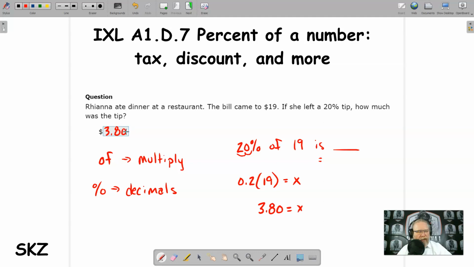Now, another way we could have done this is that 10% is pretty easy. 10% of 19 is $1.90. And then we could think, okay, well, 20% would be double that. So if we did 190 plus 190, we would come to that same $3.80. So we probably could have done this with mental math a little bit easier than actually writing it out. But I want to lay the foundation of the fact that the word of means to multiply, and we want to be able to change percents over to decimals.